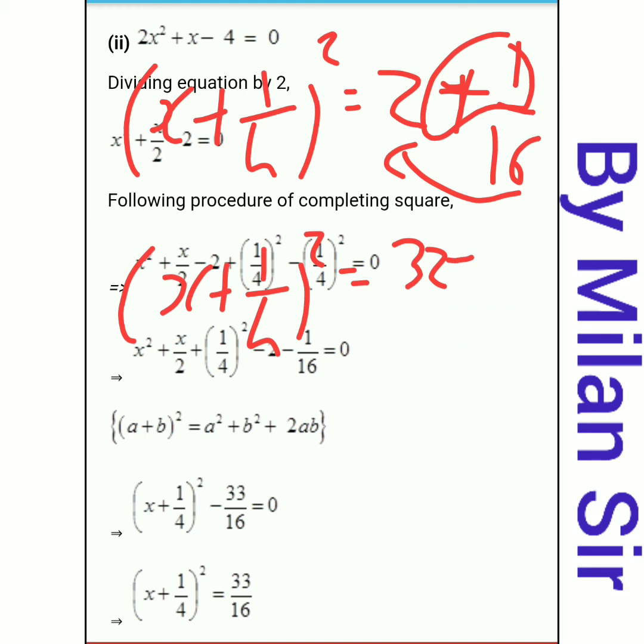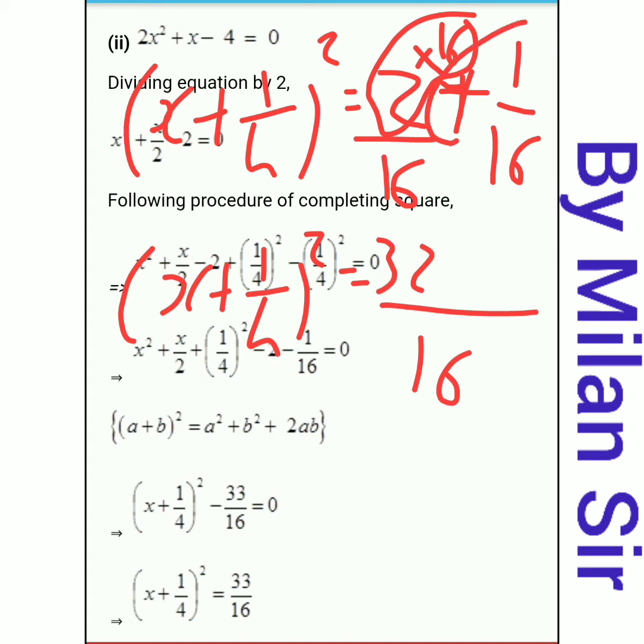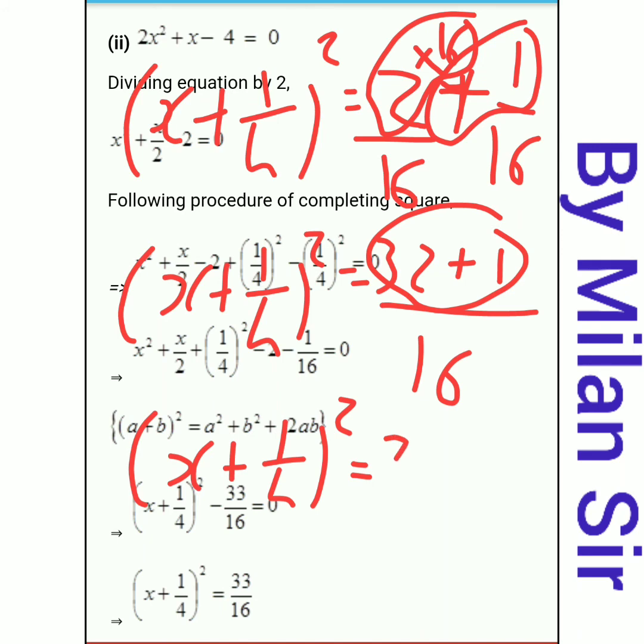Why are we doing this? Here our LCM is 16, right? Here for our denominator, nothing is given, so we need to put 16. So the same thing we need to multiply with the numerator. So in the numerator, 16 times 2 is 32. Then this plus 1 remains as it is, because it already has denominator 16. So (x plus 1/4) all squared is equal to (32 plus 1), 33 by 16.